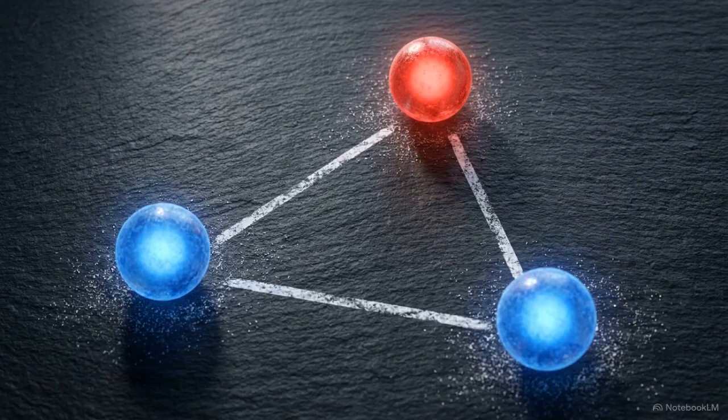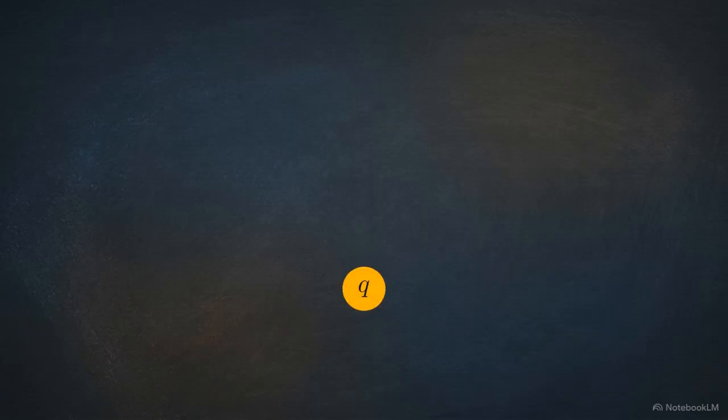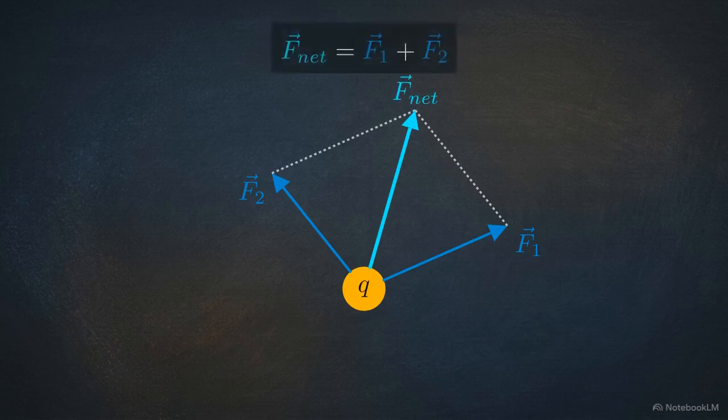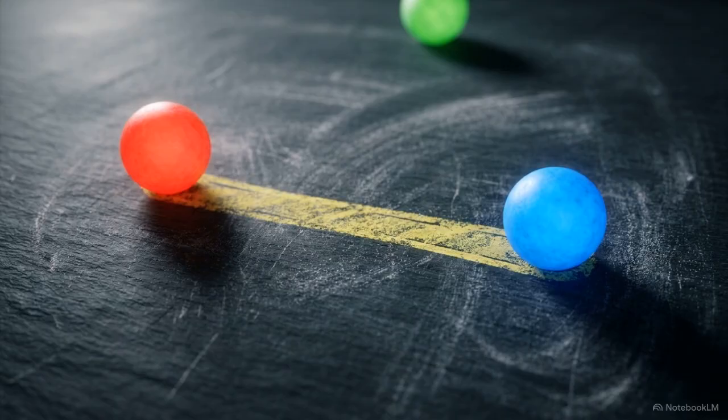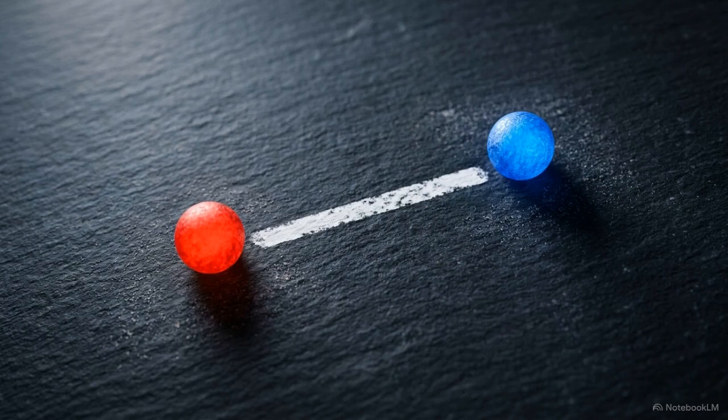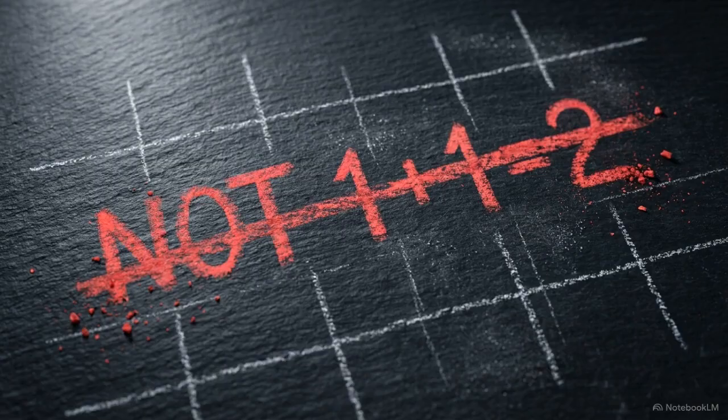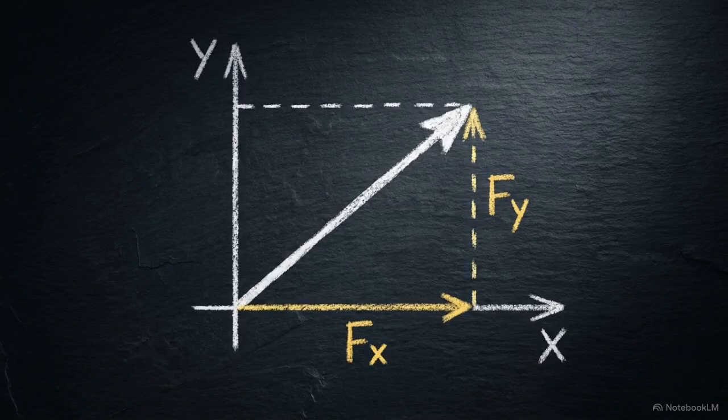In systems with more than 2 charges, we apply the superposition principle, which states that the net force on any charge is the vector sum of all individual forces acting upon it. Crucially, the specific interaction between any 2 charges remains completely unaffected by the presence of a third. Each pair interacts as if they were alone in the system. Because these are vectors, you cannot use simple scalar addition. You must resolve the direction of each force before finding the total.